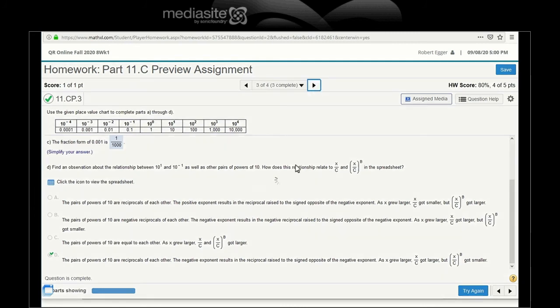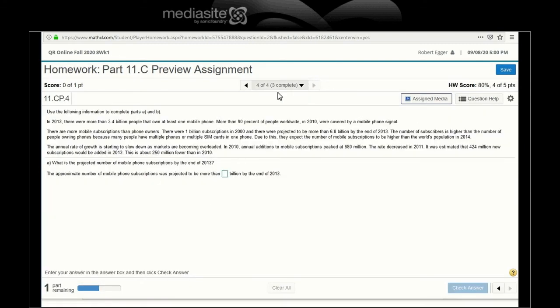One more. Okay, another meaty one. Finding information between A and B. That's good. In 2013, there were more than 3.4 billion people that own at least one phone. More than 90% of the people worldwide in 2010 were covered by a mobile phone signal. There are more mobile subscriptions than phone owners.